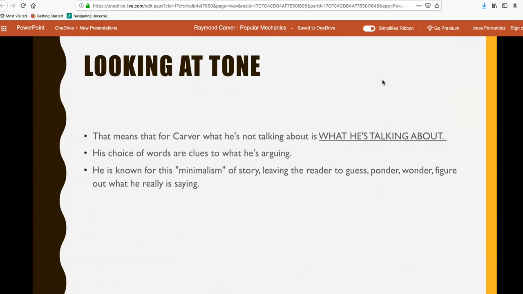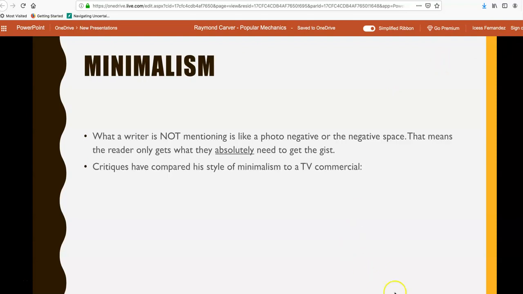That means that for Carver, what he's not talking about is what he's talking about. So you have almost like a negative imprint. Think of a photo negative: you have the dark spots and the light spots, and when you print it out, the light spots are actually color and the dark spots are actually light. So you have a negative here. What he is not saying, what he has not put in the story, is what he's actually arguing. And this is called minimalism.